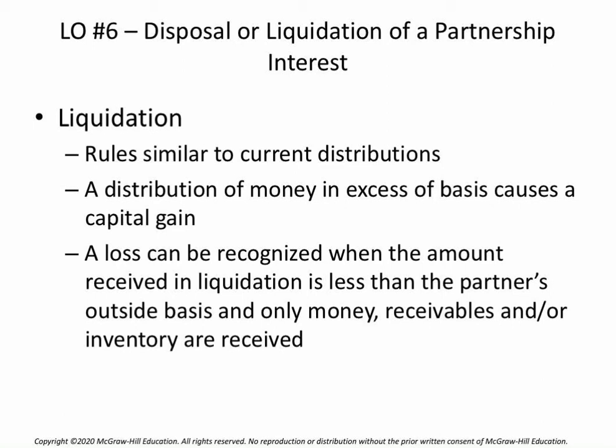So, learning objective 6, disposal or liquidation of the partnership interest. For liquidation, the rules are going to be similar to those for current distributions. And again, the distribution of money in excess of basis is going to cause a capital gain. Here, a loss can be recognized if the amount received in liquidation is less than the partner's outside basis, and only money, receivables, and/or inventory are received.